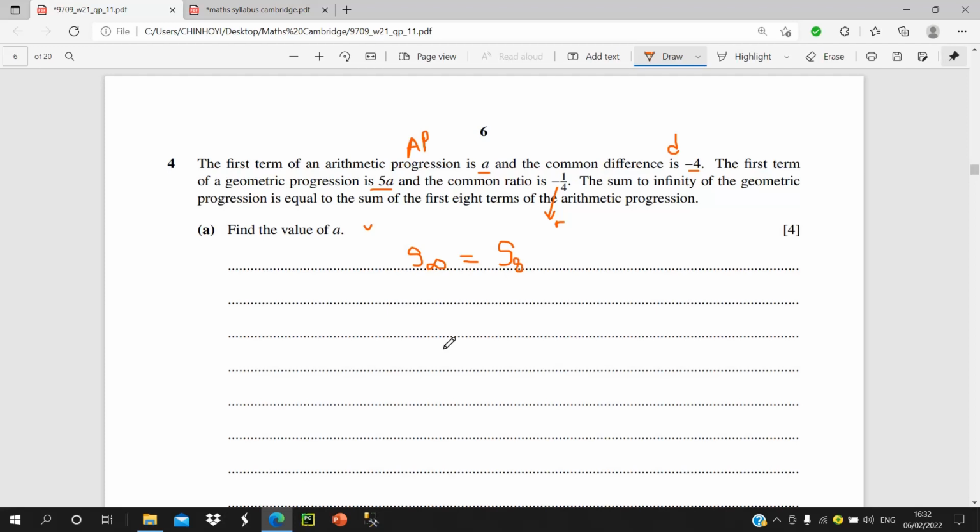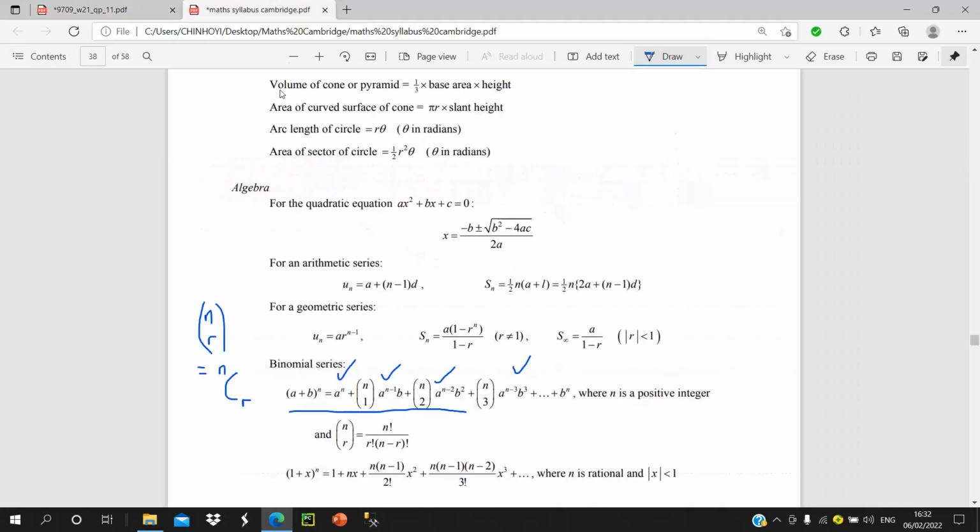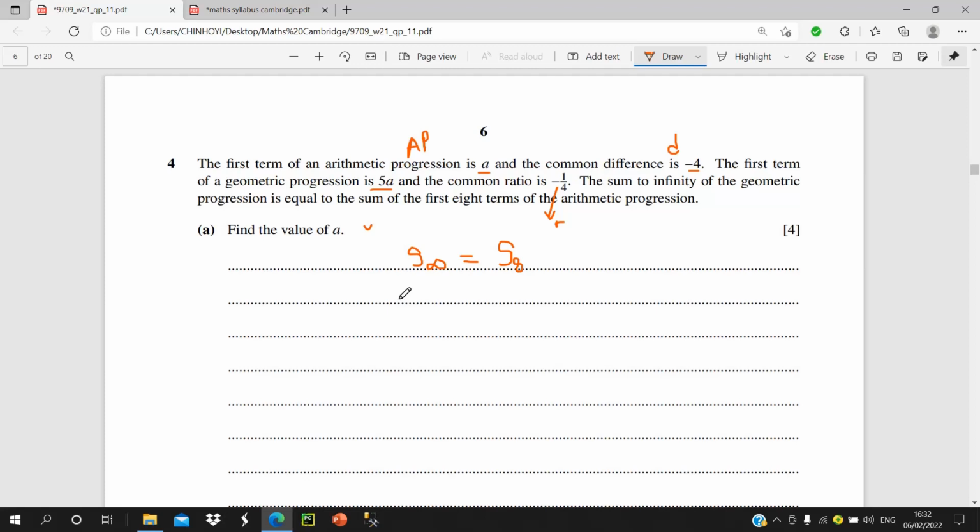We are given in the formula booklet all the formulas for the sum to infinity of a geometric progression. This one is the sum to infinity. It's A over 1 minus r. Let's write the formula here.